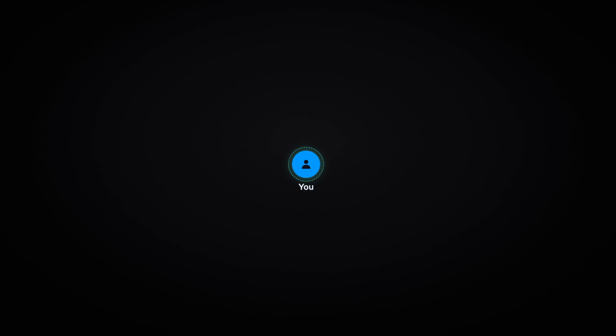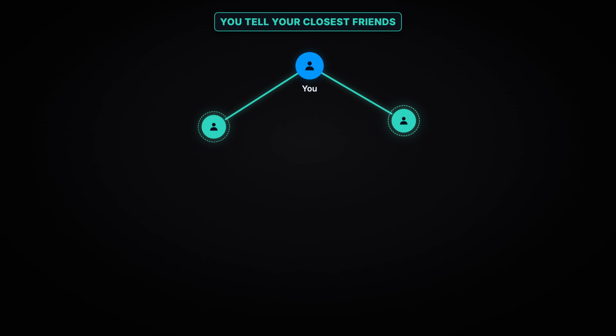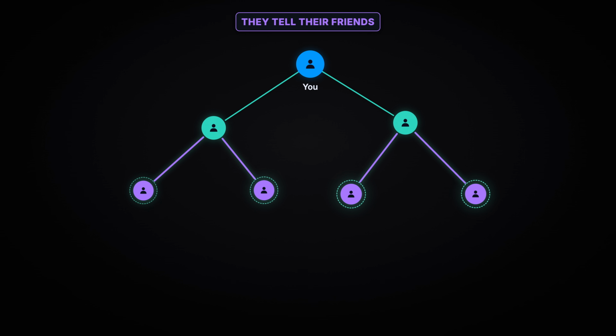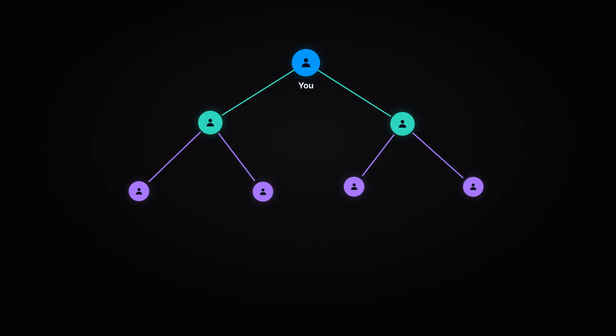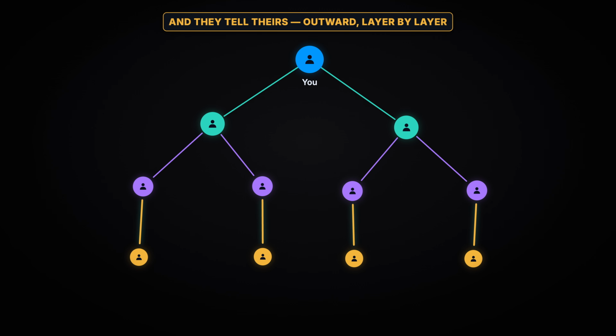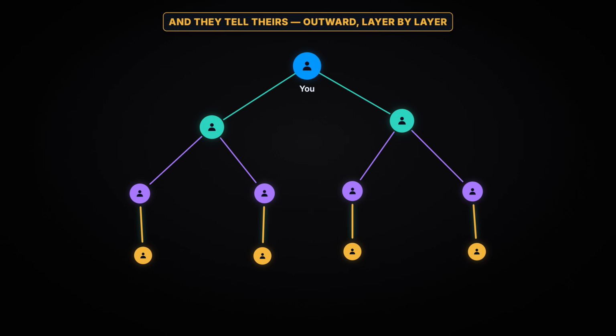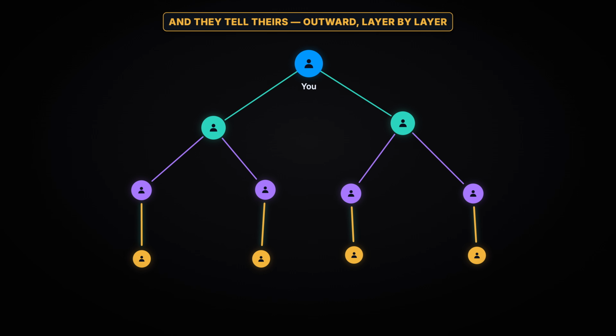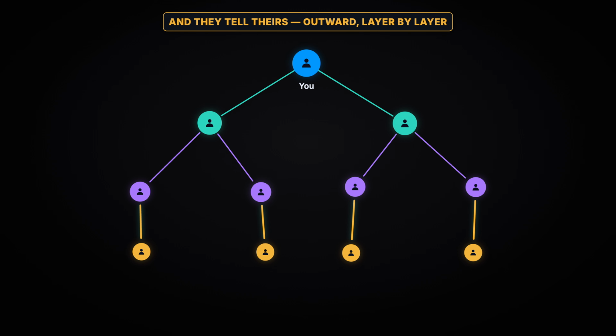Let me give you an even more relatable picture. Think about how news spreads in your friend circle. Say something exciting happens to you. First you tell your closest friends, the people directly connected to you. Then those friends tell their friends. Then those friends tell theirs. The news travels outward one layer at a time. Nobody 2 steps away hears it before the people 1 step away. That layer by layer spreading is the heart of BFS. Closest first, then the next ring, then the next.